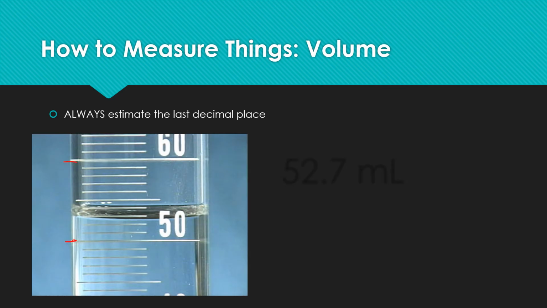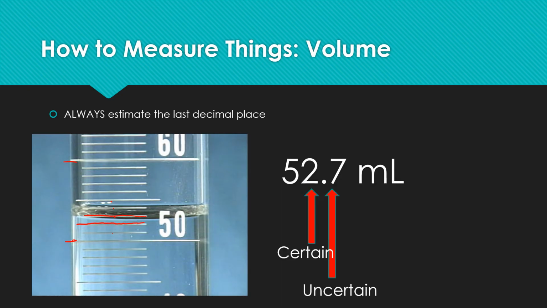50, 60, 51, 52, 53, 54, 55. So definitely above 52, but not really quite 53 yet. So it's definitely not 52.2 or 52.1, so we would say 52.7. And the 0.7 is the last one, and that's the one you had to give your best guess for.